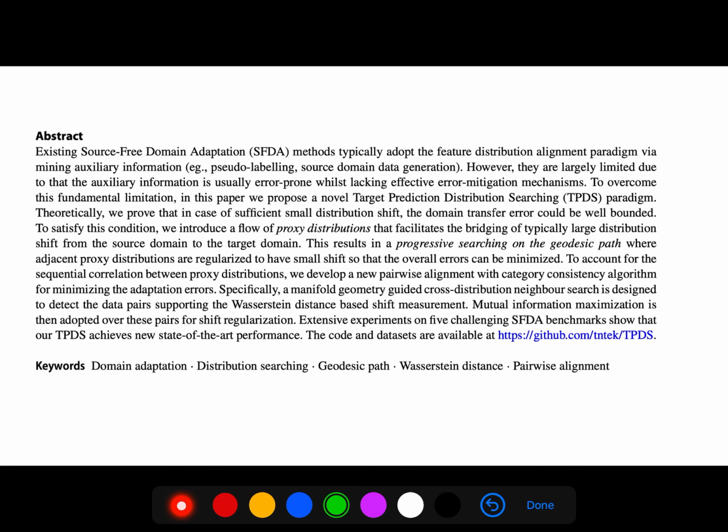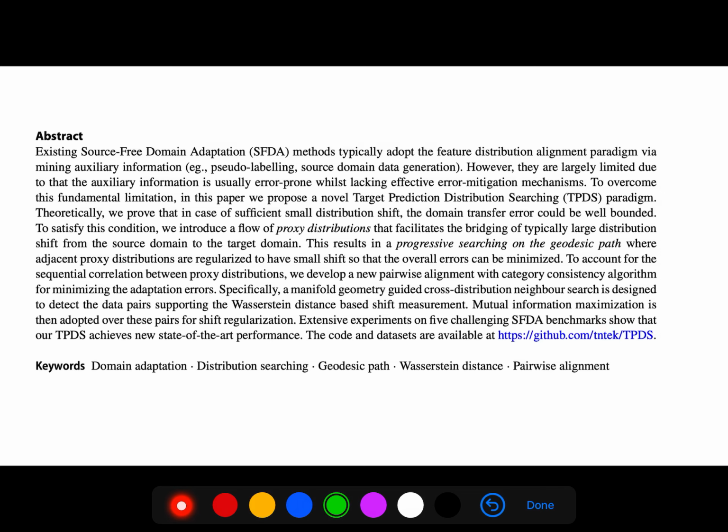Existing source-free domain adaptation methods typically adopt the feature distribution alignment paradigm via mining auxiliary information, for example, pseudo-labeling, source domain data generation. However, they are largely limited because auxiliary information is usually error-prone while lacking effective error mitigation mechanisms. To overcome this fundamental limitation, in this paper, they propose a novel target prediction distribution searching paradigm.